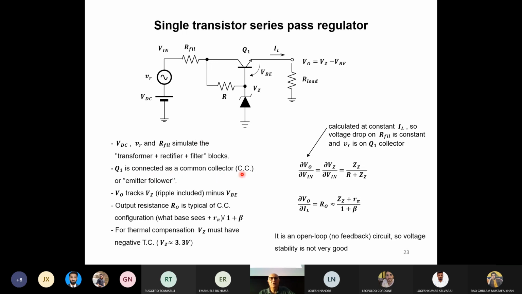Okay, Q1 is connected as a common collector, or what we call an emitter follower. You remember that the emitter follower is called a follower because the emitter follows the base signal, if you are considering small signals. But here we are in large signal. Basically, the emitter follows the base voltage minus VB. So there is tracking between the emitter and the base voltage, but for large signal we must take into consideration the VB, the base voltage.